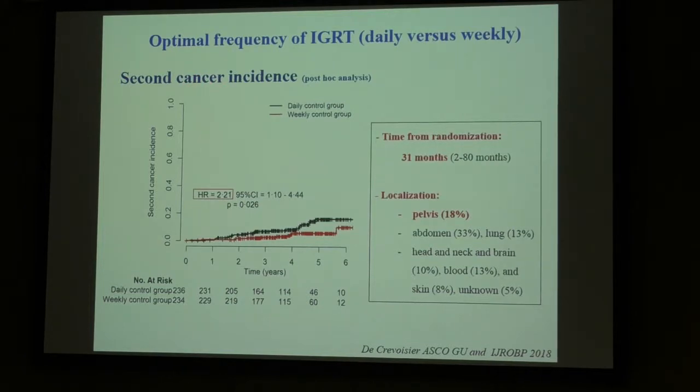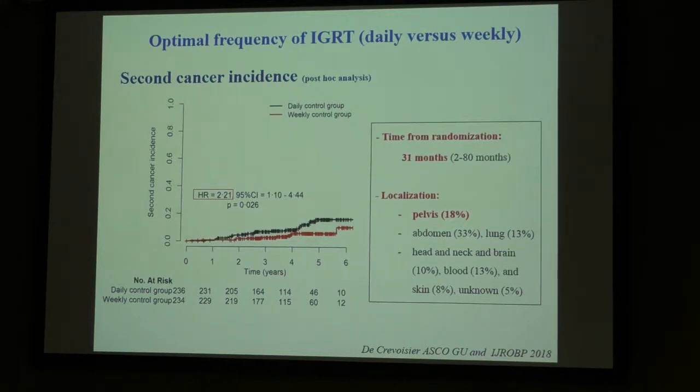I looked also at the second cancer incidence. Second cancer doesn't mean radio-induced cancer. It means the appearance of other cancer somewhere. And the second cancer incidence was multiplied by 2 by using a daily control. At the same time, the tumor localization was mostly outside the pelvis at more than 80%, and they appear relatively early, 31 months, not suggesting that they are radio-induced cancer.